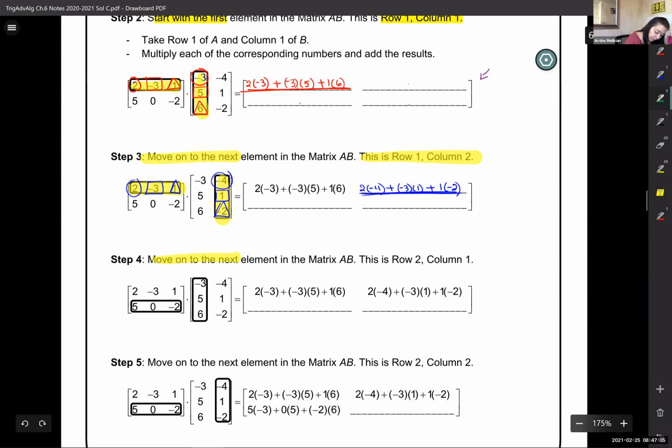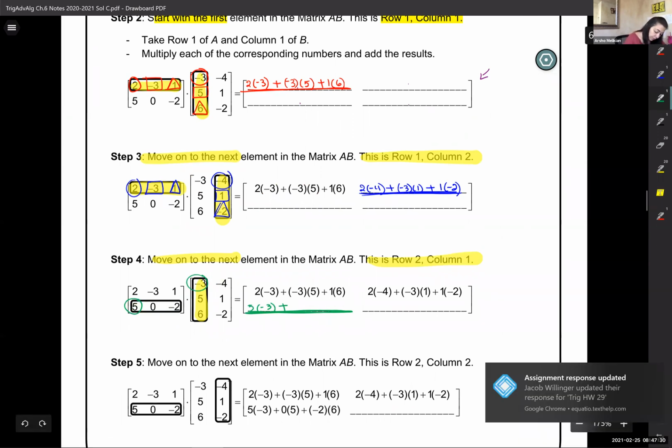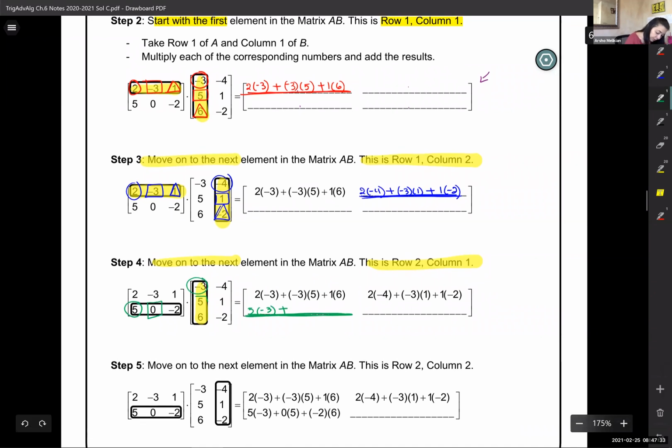This one now. Where is this? It's in row 2, column 1. So I take now row 2, column 1. First number with the first number: 5 times negative 3, plus the second number. Whoops, I had a square there. 0 times 5, oh, I love those zeros. Plus, last one's negative 2 times 6.